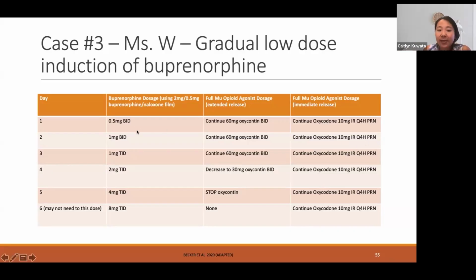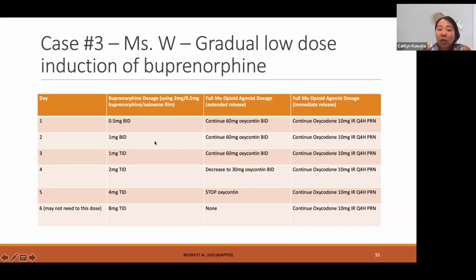So on your first day, you may say take 0.5 milligrams of the sublingual buprenorphine film. Remember, the smallest tablet or film size for the sublingual is 2 milligrams. So you have to either cut it into quarters for the patient to get a 0.5, or they have to be able to follow instructions. But you would say give a quarter of the film twice a day. You would say keep your long-acting OxyContin, take it like normal, and keep taking your short-acting as needed.